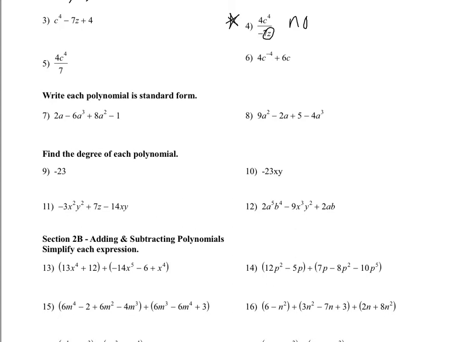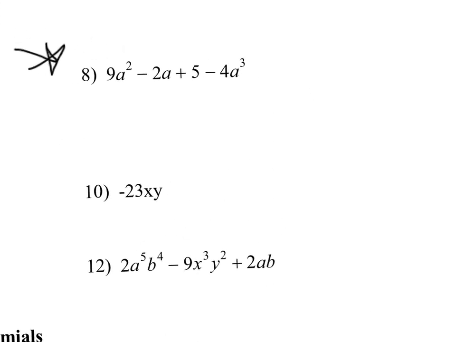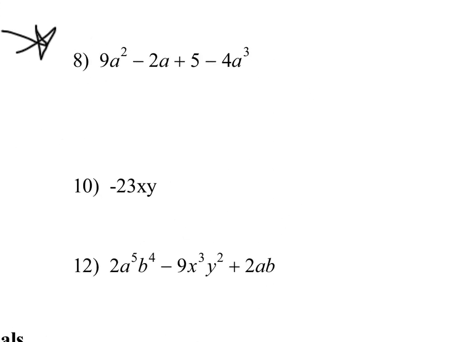Writing something in standard form, we're going to focus on number 8. Standard form means that we would write the terms that you have here, and you have 4 of them being added and subtracted, with the highest exponent first. So in this case we have a power of 3, which makes that the highest exponent in this polynomial. So we would write that term first to put it in proper standard form.